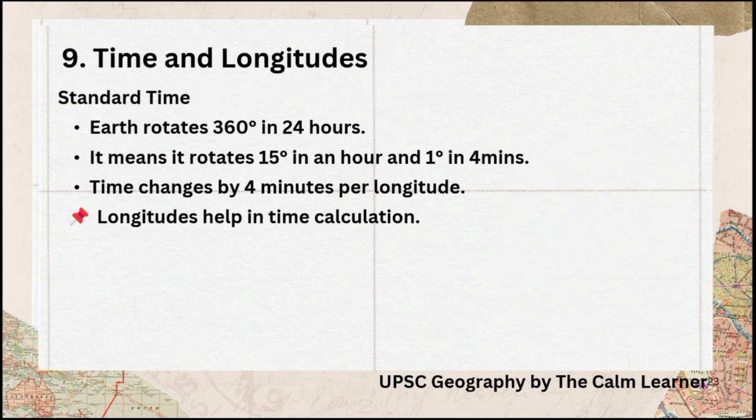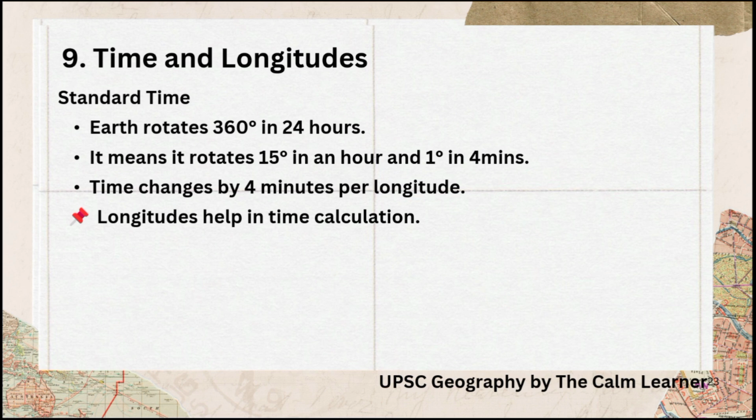Now let us understand how longitudes are related to time. This is a very important concept, so please pay attention. This happens because the earth rotates on its axis. The Earth takes 24 hours to complete one full rotation on its axis. During this rotation, the Earth turns through 360 degrees. Now, if the Earth rotates 360 degrees in 24 hours, then in 1 hour it will rotate 15 degrees. So this means that 15 degrees of longitude is equal to 1 hour of time.